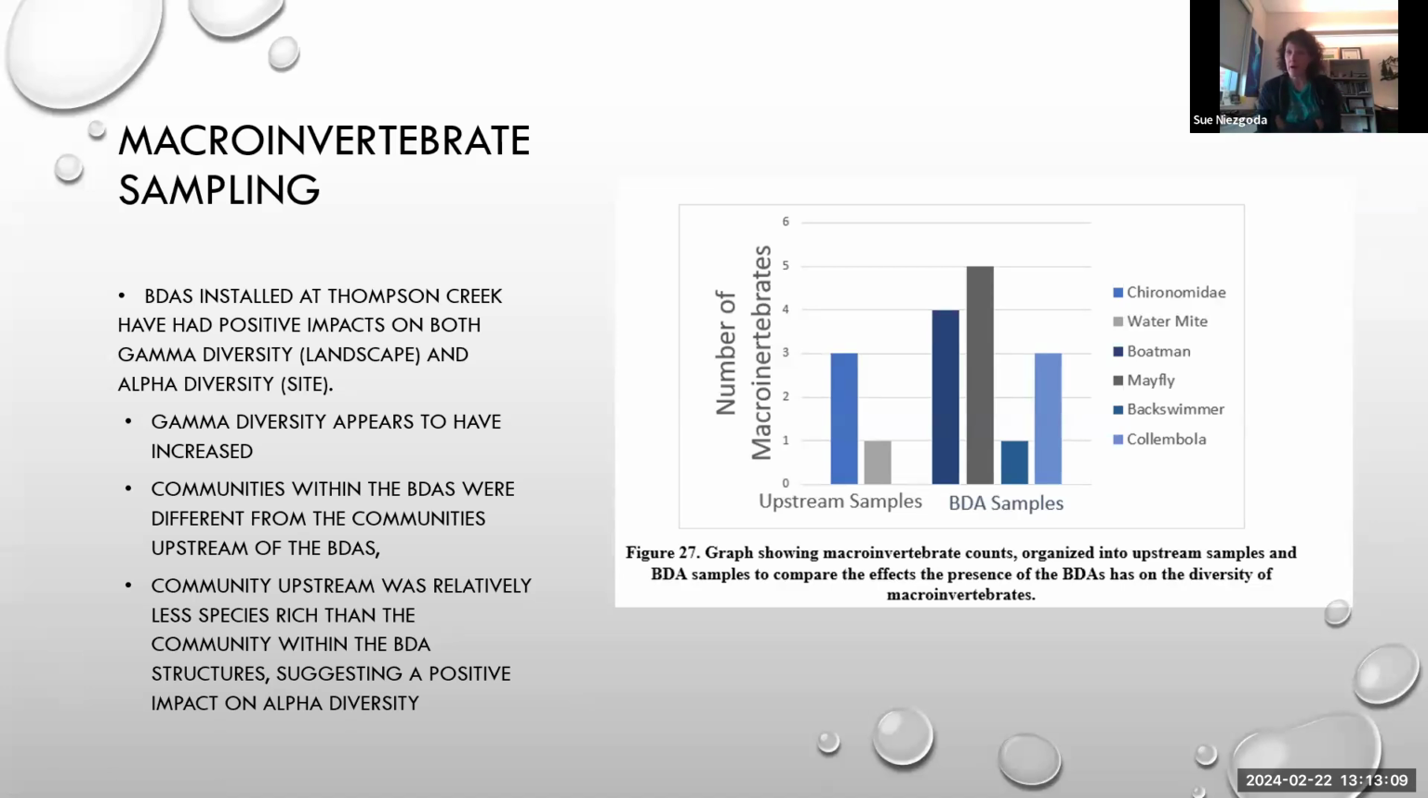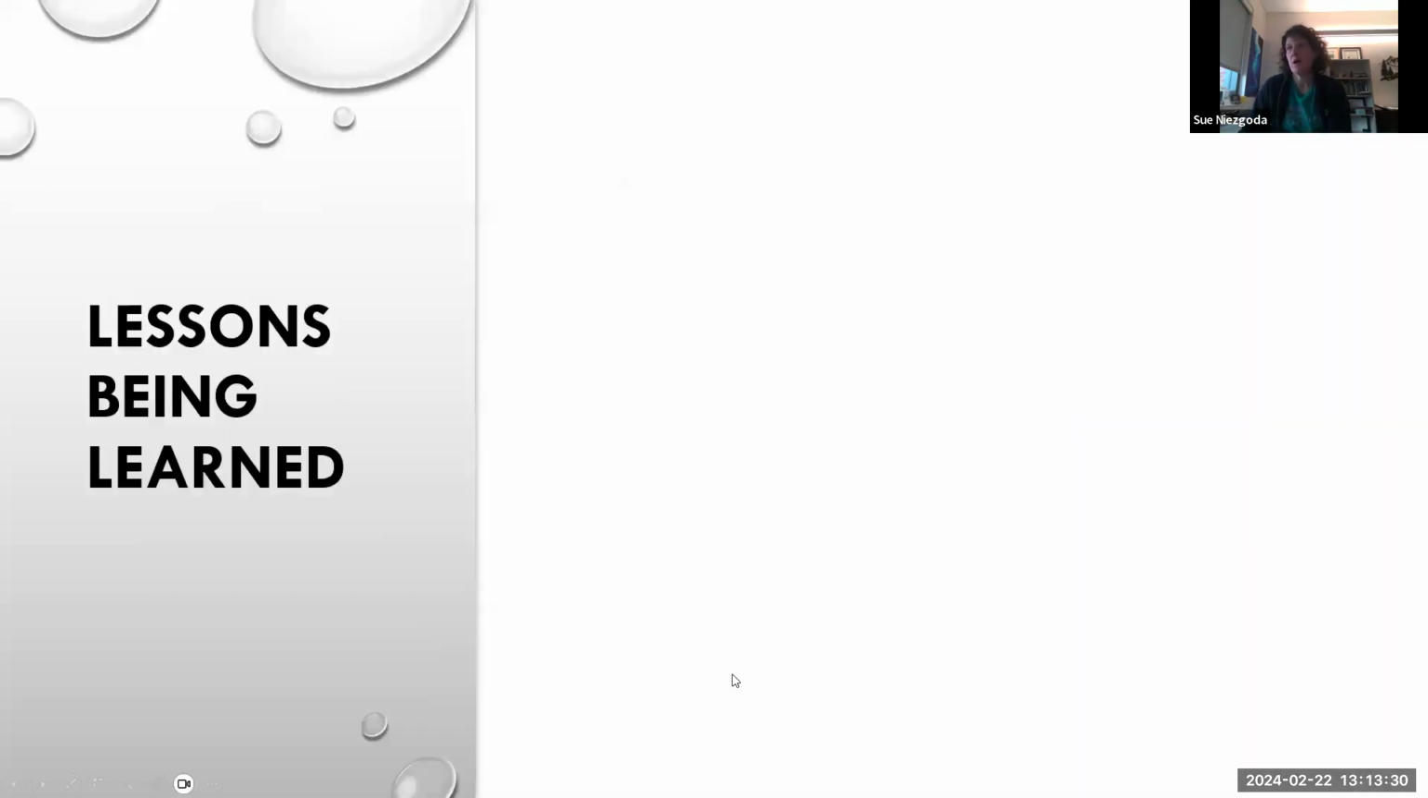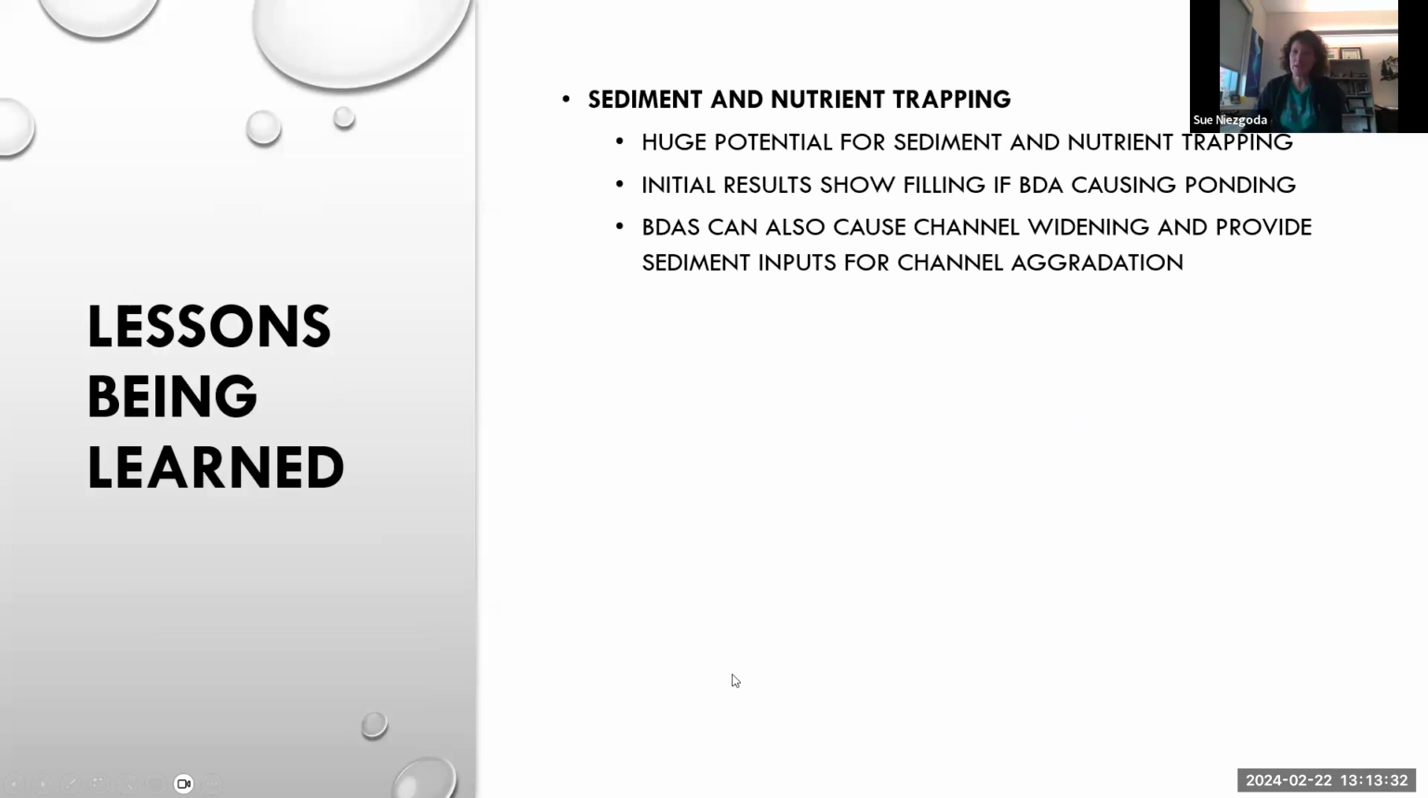Macroinvertebrates are showing a good positive response to our beaver dam analogs. There is an increase in diversity of macroinvertebrates within the locations of the BDAs compared to upstream samples where there aren't any. So we're showing a good trajectory in habitat improvement as well as macroinvertebrate diversity within the BDA reach. All right, so overall, lessons being learned for sediment and nutrient trapping.